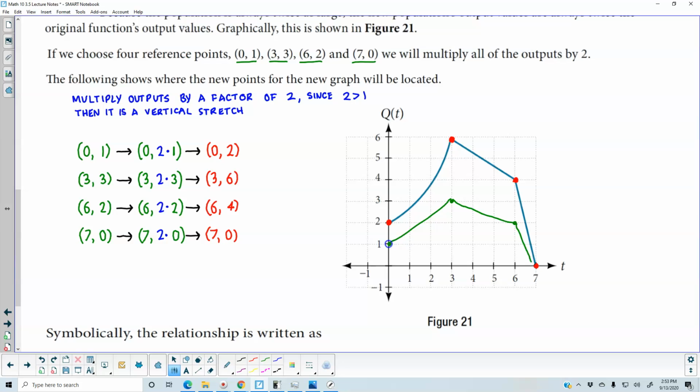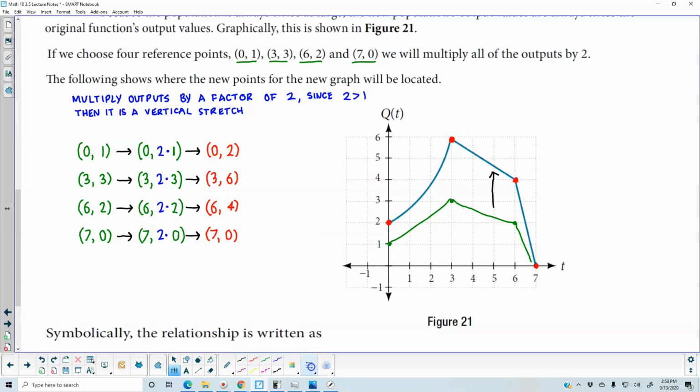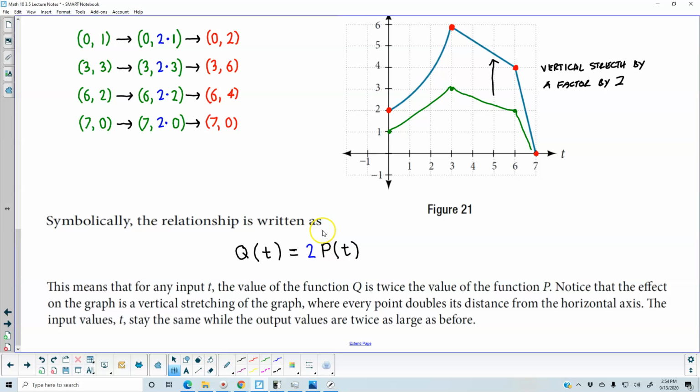And so that means that we have a vertical stretch by a factor of 2, meaning that you multiplied the function by 2. That means at the output. So symbolically, the relationship would be the following. We had the original function p of t. Well, our new function q of t is going to equal 2 times the function.